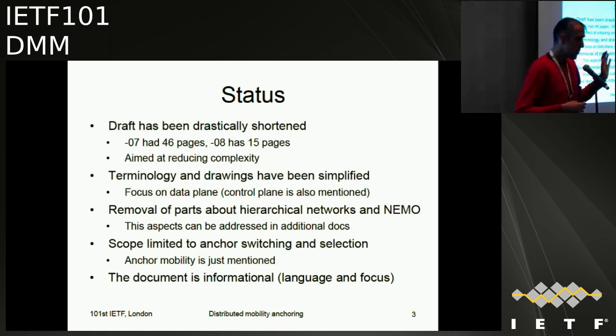We have completely removed parts about hierarchical networks and network mobility. We believe that those things could be addressed in additional, separate documents, if the working group believes this deserves so, but that was not the main goal of the original document. The scope of the document is basically limited to 3 things.